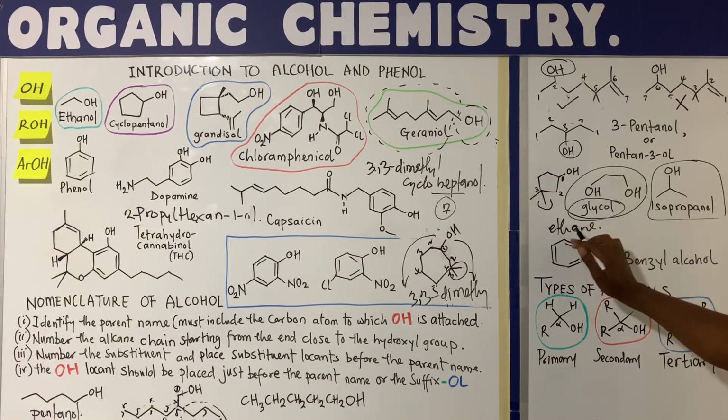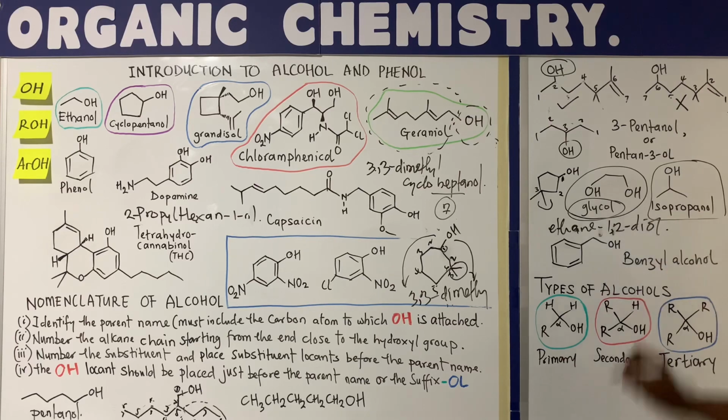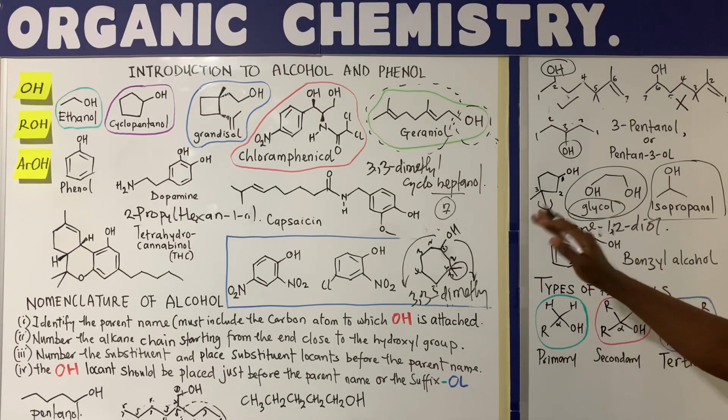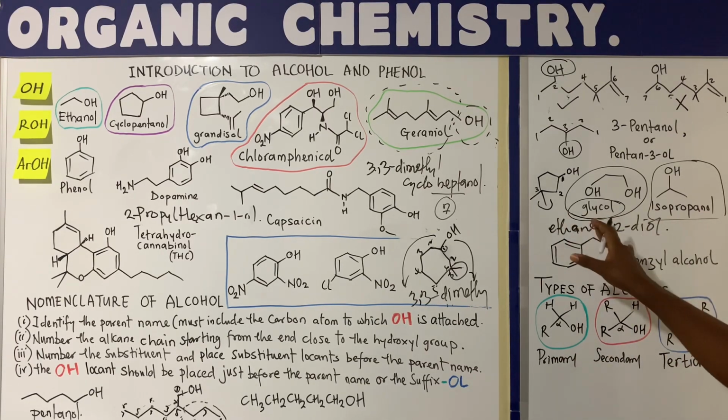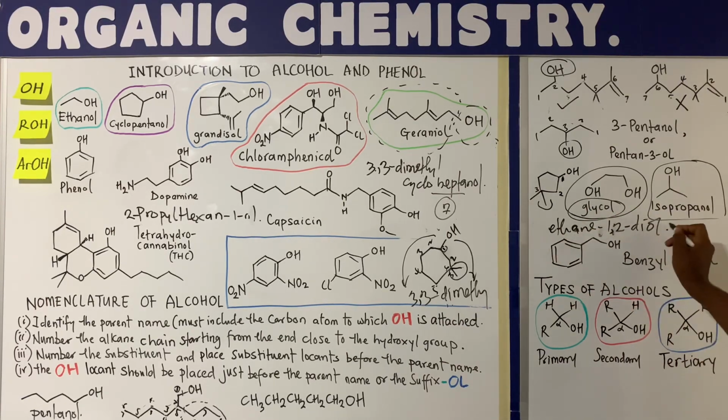ethane-1,2-diol. So a molecule with 2 OH groups is usually called a diol, especially when the OH groups are next to each other. So this is a diol in this case. It doesn't have to be next to each other, but in this case they are next to each other and it is called a diol.